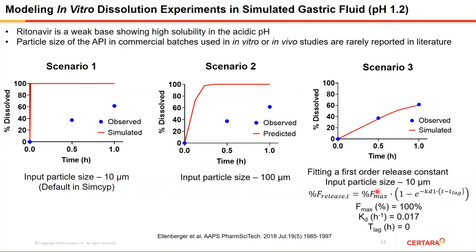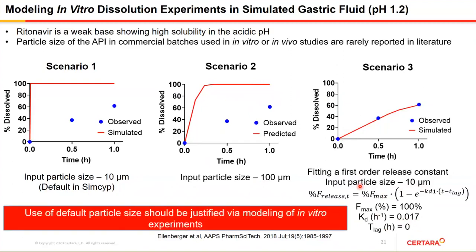So here, the fitting of KD depends on the initial particle size, and it really doesn't matter which particle size you use, because you are ultimately fitting the data with KD. We use this 10 micrometer to fit the data, with this first order release function to take into account the polymer controlled release. And as I mentioned previously, the use of default particle size should be justified by modeling of in vitro experiments. We use these parameters in our PBPK model.